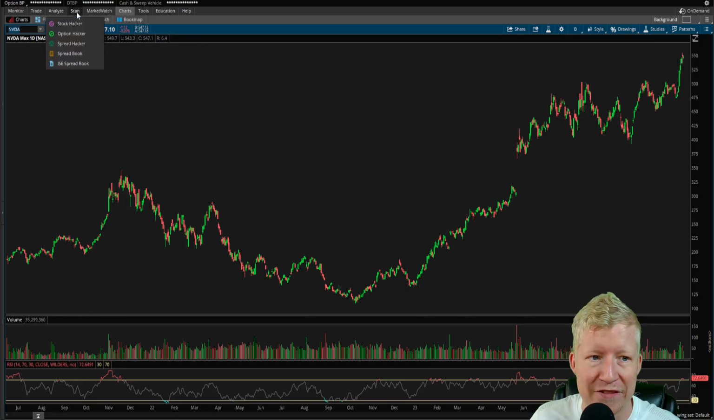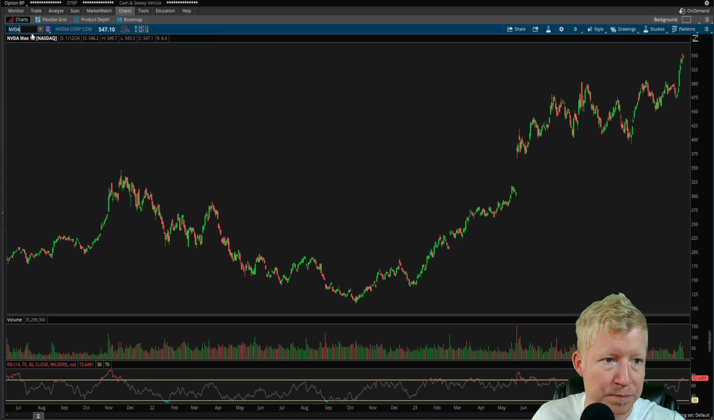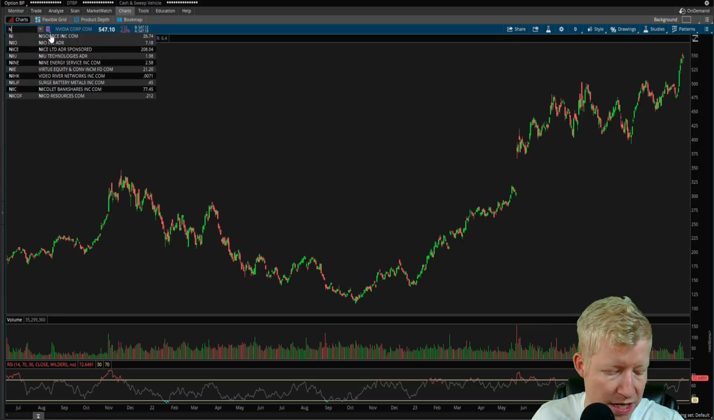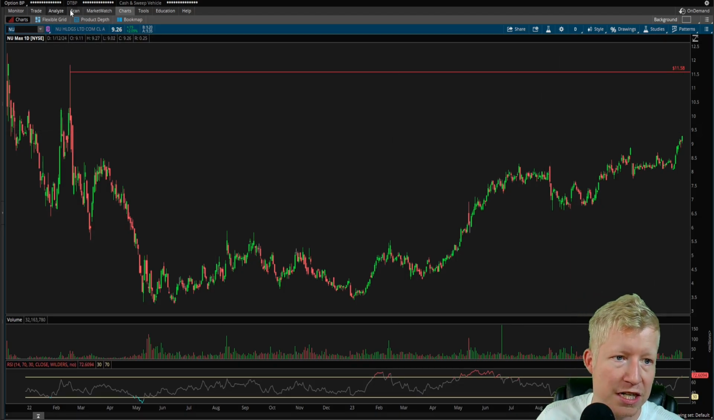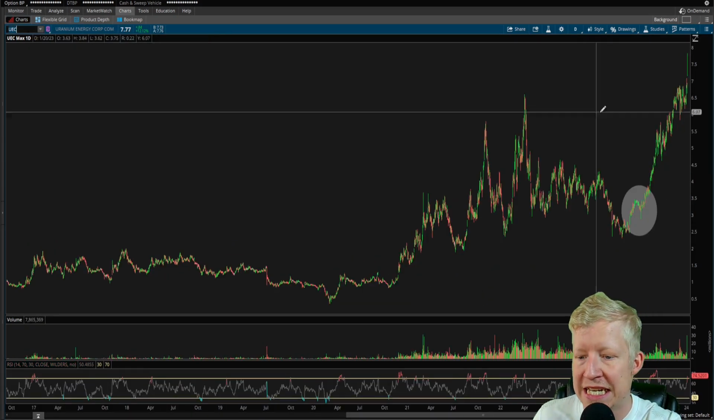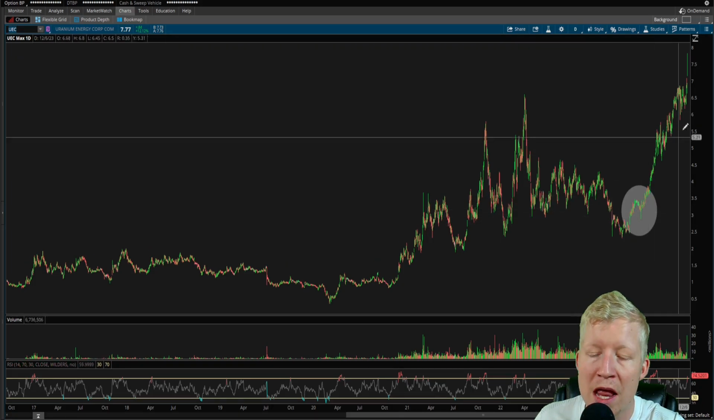RSI is currently at 72. What was the second one I wanted to look at? NU. I can't spell. NU, the RSI is also sitting at 72. And then the last one is UEC, in which the RSI is at 74. Not sure what the circle was, but hopefully I was calling a buy indication here because, wow, this stock is also flying.